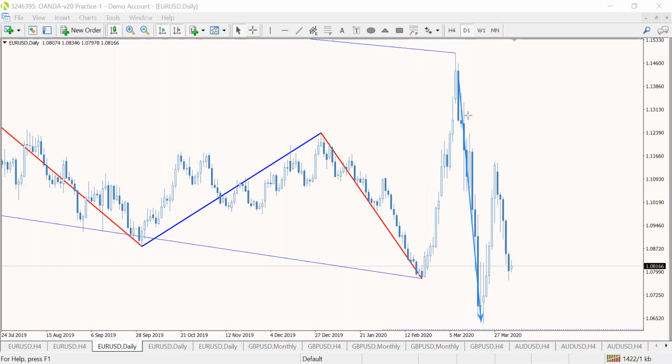Then we are correcting with this move. That's possible. Or we are not done correcting only by this. That means if only this move is the correction, we're going to get a zigzag structure. But let's say we are not done. Let's say this market is not done. There are those possibilities again.